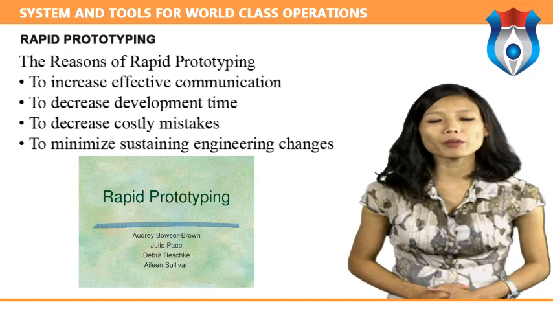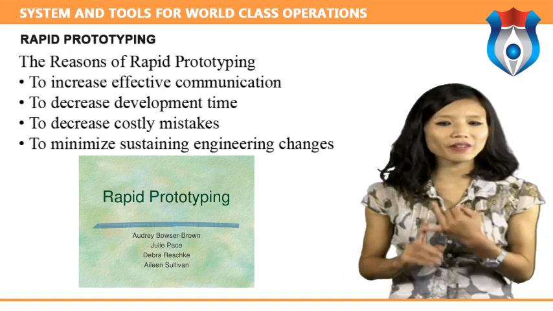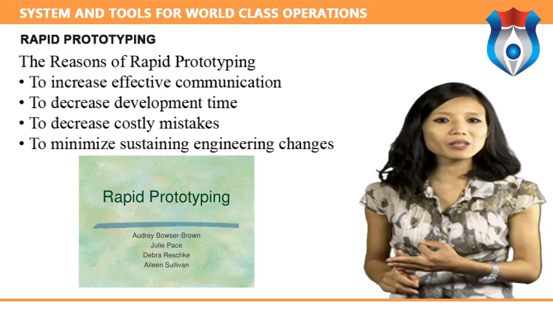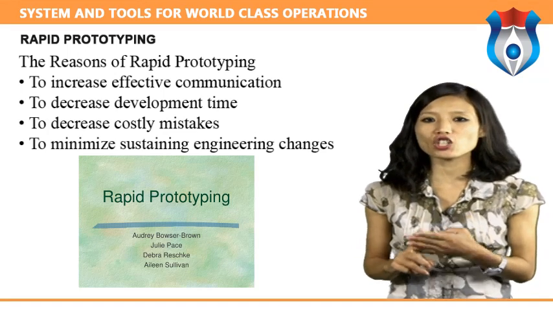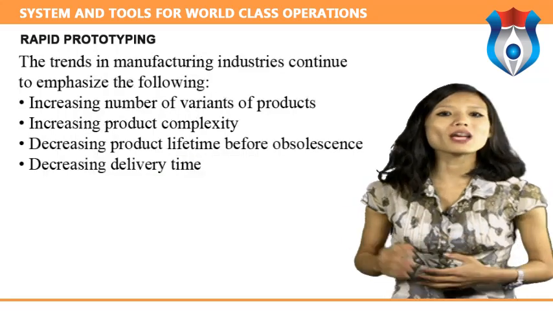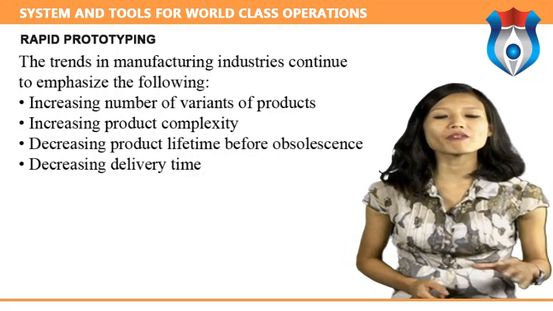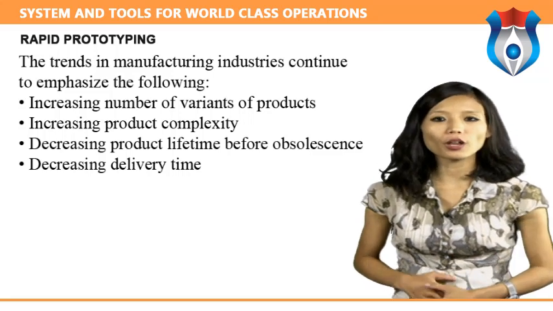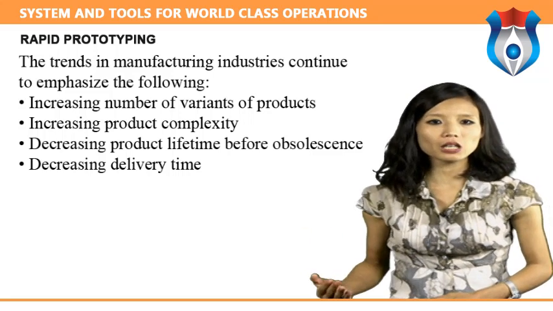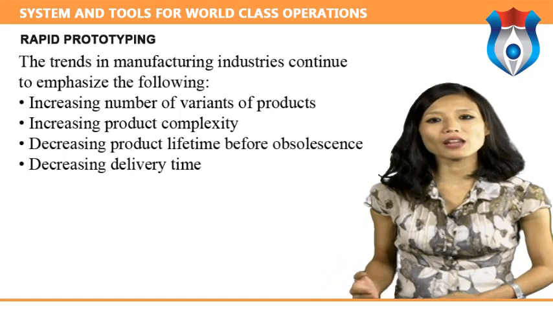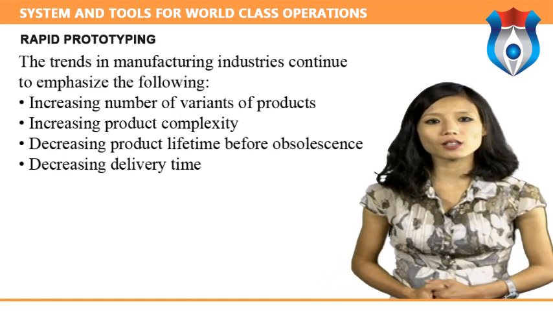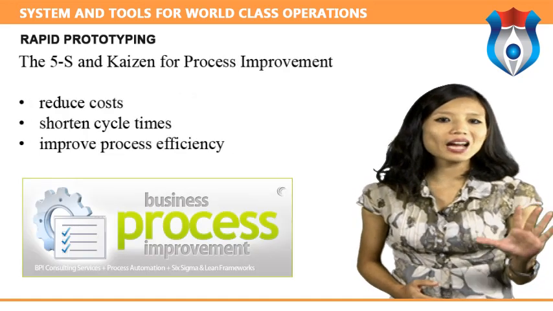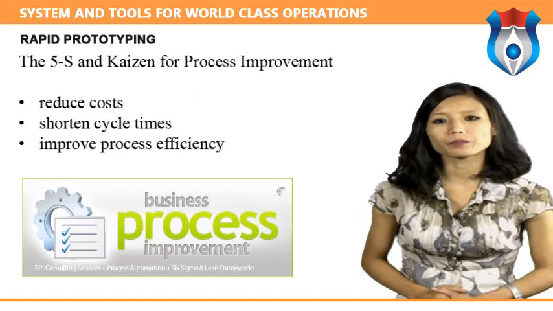The reasons for rapid prototyping are to increase effective communication, to decrease development time, to decrease costly mistakes, and to minimize sustaining engineering changes. The trends in the manufacturing industry continue to emphasize the following: increasing the number of variants of products, increasing product complexity, decreasing product lifetime before obsolescence, and decreasing delivery time. The 5S and Kaizen for process improvement.